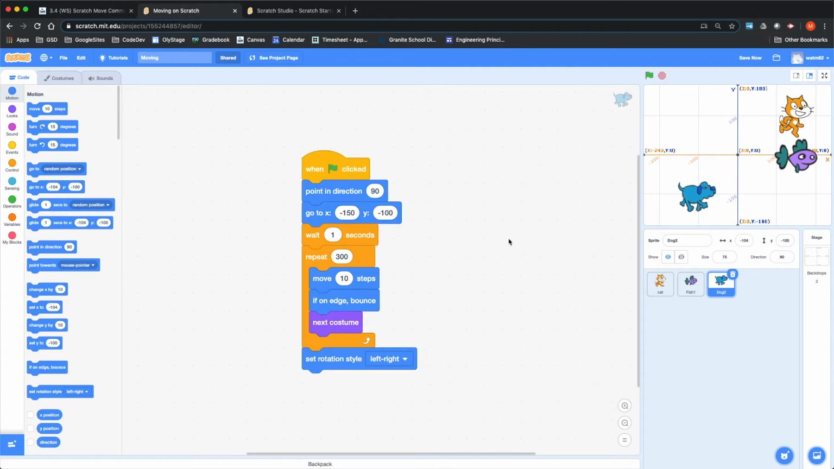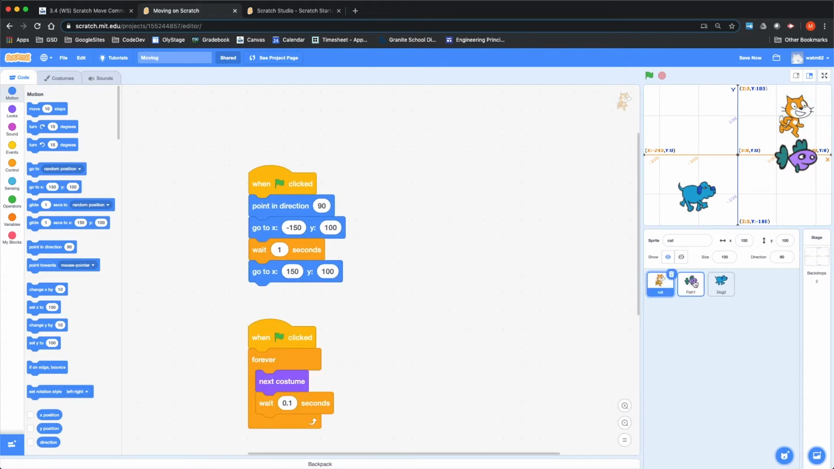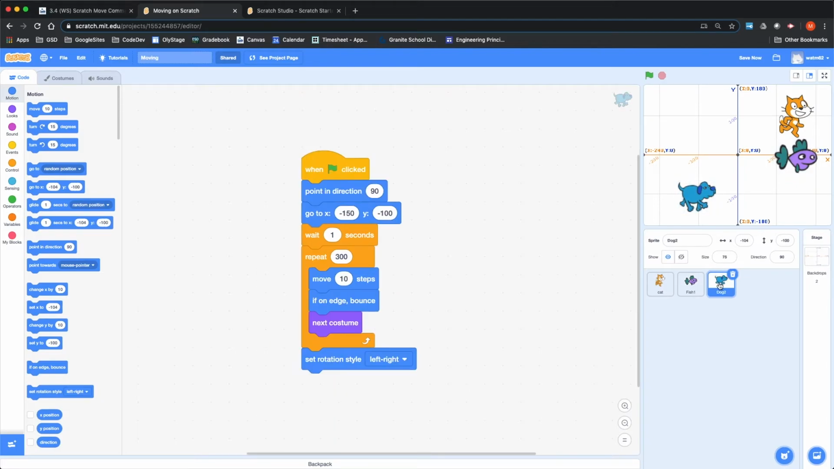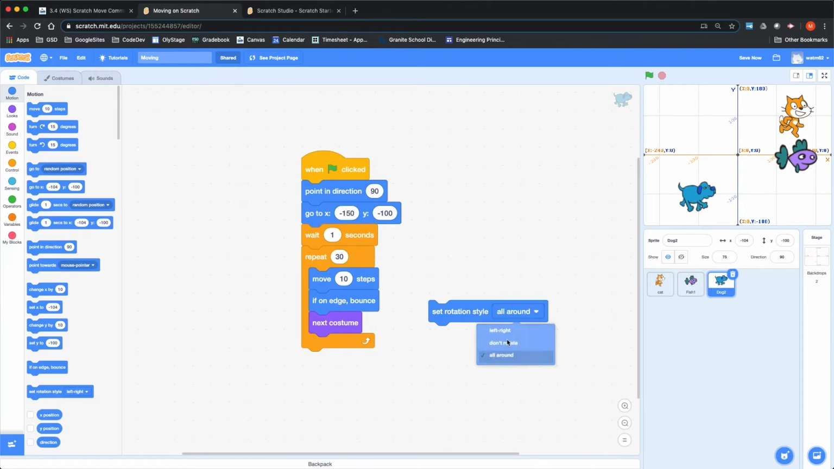Okay, so we have talked about the difference between the go to, the glide, and the move steps commands. And we've talked about why the move steps needs to be in a repeat loop. I need to return these all to a good place for next time I run this program. We also talked about the 3 rotation styles. So hopefully you understand that. If not, open up this program and play around with it.